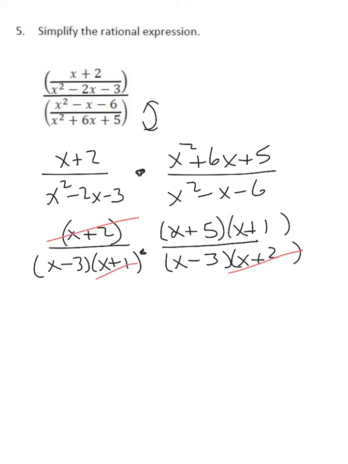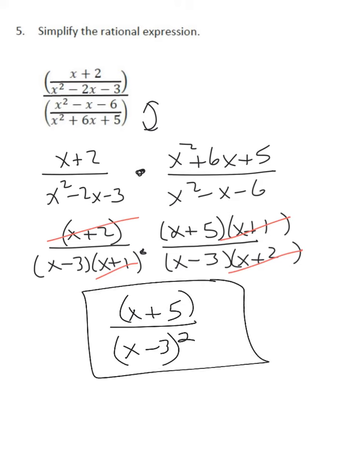Cancel away. Cancels. Cancels. And that's it. So don't go trying to cross-cancel. Remember, you cannot cancel this one with this one. You cannot go horizontally. So what's left? X plus 5 in the top. And in the bottom, you've got 2 x minus 3's. So you can write x minus 3 times x minus 3, or a pair of them squared. There's your answer. We're all good.